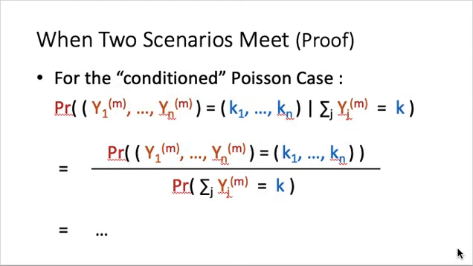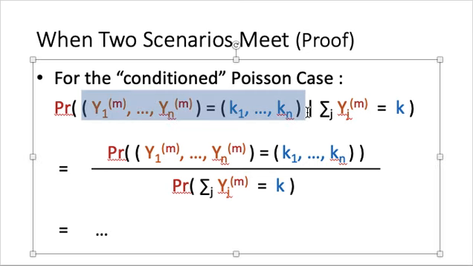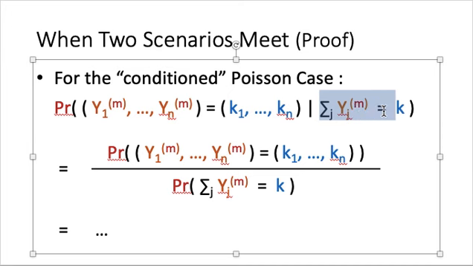And now let us analyze the probability of the same distribution in the Poisson case. But this time, we are conditioned on the summation of all the yi values being equal to k. So if you look at it, this is the probability of a certain event given another event, probability of E given F. So probability of E given F is equal to probability of E and F divided by probability of F.